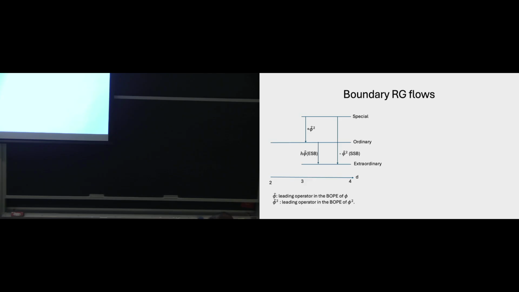So if we turn on a phi hat square deformation with a plus sign, we flow to the ordinary transition. And if there's a minus sign, it flows to the extraordinary transition, and it's a spontaneous symmetry breaking. And similarly, we can also turn on phi hat, and it also flows to the extraordinary transition. But it's an explicit symmetry breaking flow. We turn on a magnetic field on the boundary.